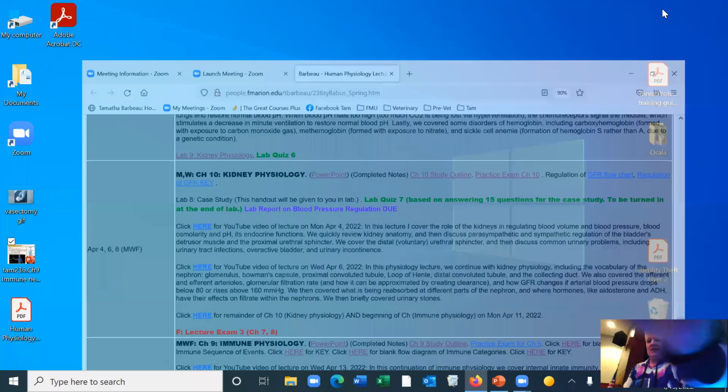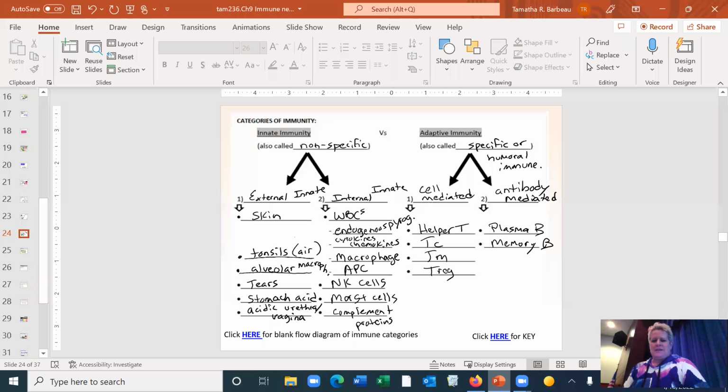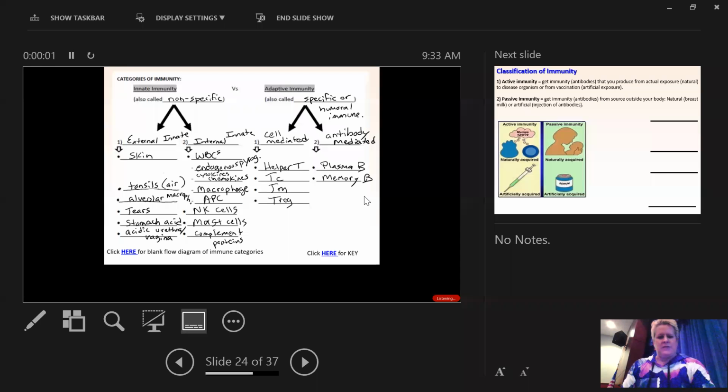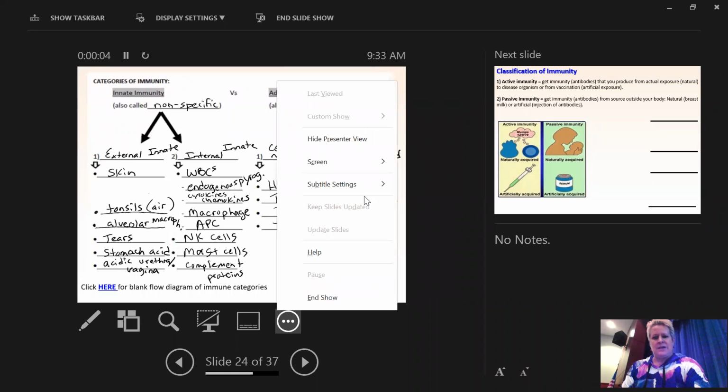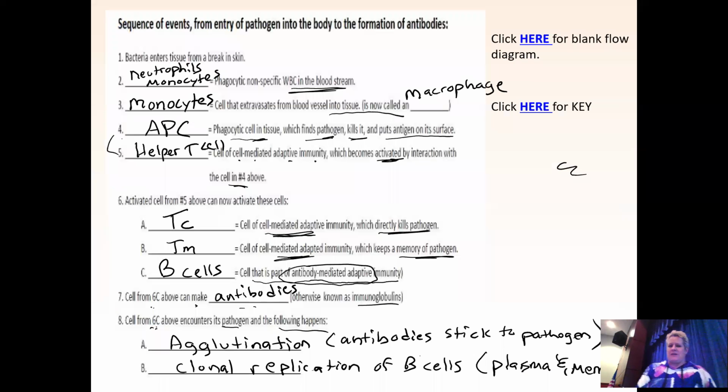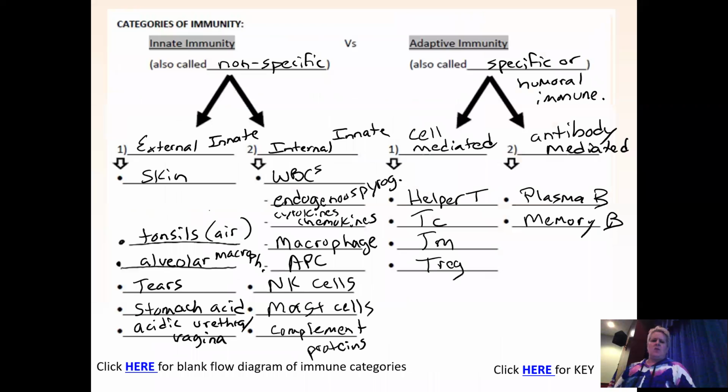Because we got to finish immune physiology. Okay, so we left off with how you can study this chapter. And boom. If you want to study this stuff, like the sequence, because I'm going to ask this question on an exam, from when bacteria enter through your skin to antibodies being produced and what they do, go over that. And then if you want to look at the categories of the immune system from innate and specific or adaptive, we broke all that down.